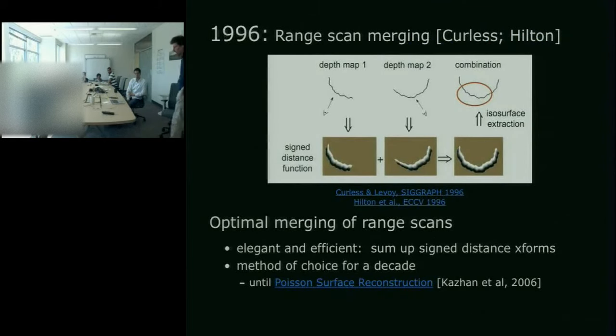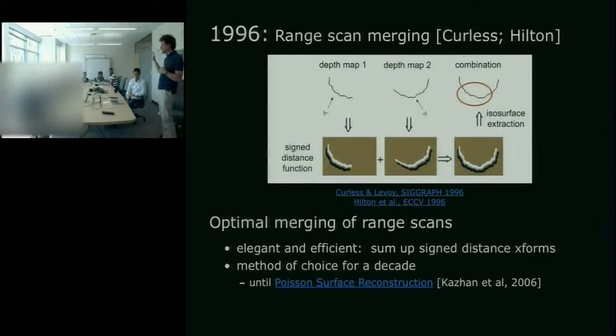All right, so same year, range scan merging, also known as VRIP. This is a Tomasi-Kanade-like elegant result. Really cool method. Basically the idea is that you somehow managed to align your range scans that now you want to fuse into a 3D model. So how do you create the 3D model from the aligned range scans? You want to create one consistent watertight mesh from all these partial scans.